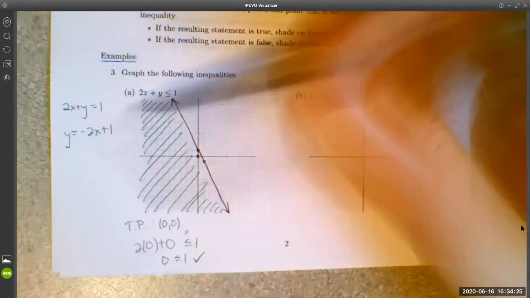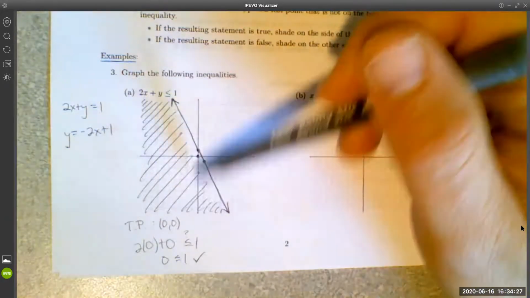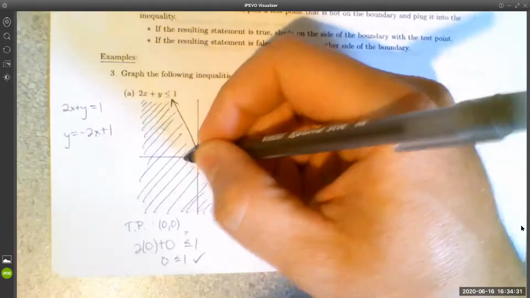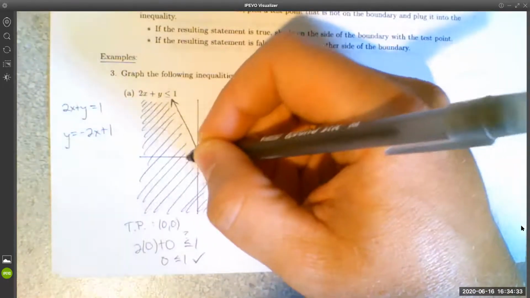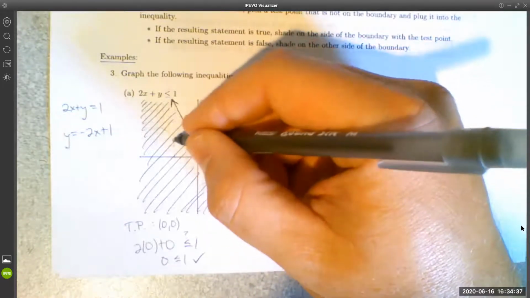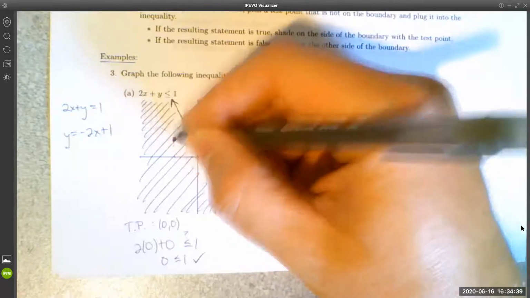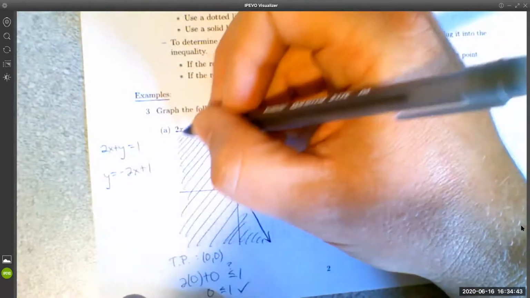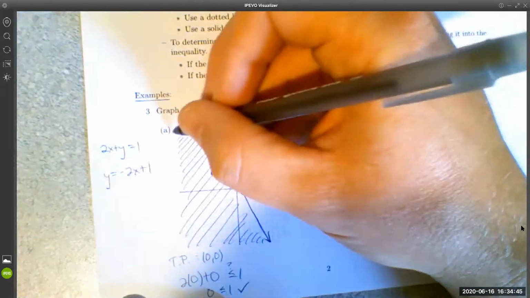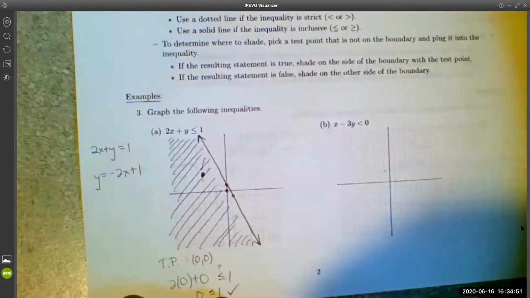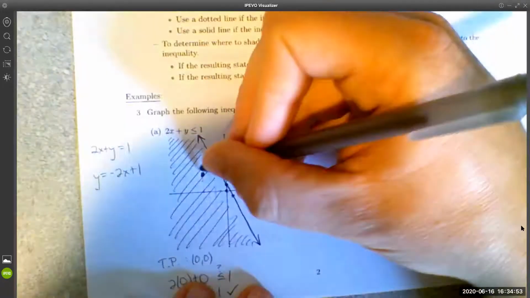So what this means is that any point that you pick on this side of the line is going to be a solution to the system. For example, negative 4, 3. That point right there. It should be a solution. Let's see. If we plug in negative 4, we get negative 8. If we plug in 3, negative 8 plus 3 is negative 5. Negative 5 is less than or equal to 1, so sure enough, that's a solution to the inequality.